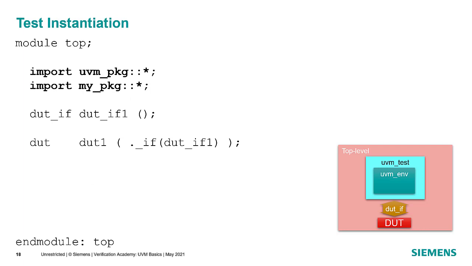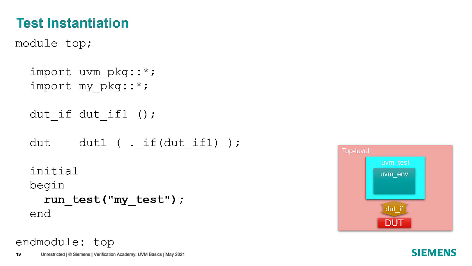To instantiate this in a top-level module, again, we need to import the uvm_package, and we also import the my_package. This now gives us access to everything that we've declared. We have the DUT interface and the DUT that we saw earlier. And then all we need to do in that top-level module is an initial block where we call run_test, and we give it as an argument the string name of the test type, in this case, my_test. The run_test method will actually instantiate the my_test component and start the phases executing, which will cause the test to run.